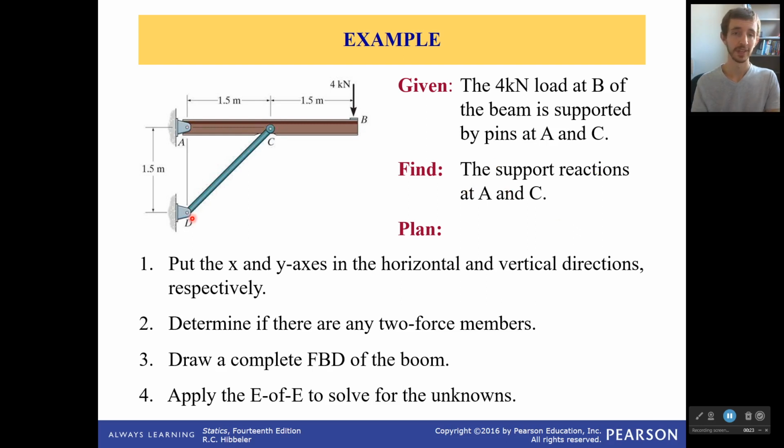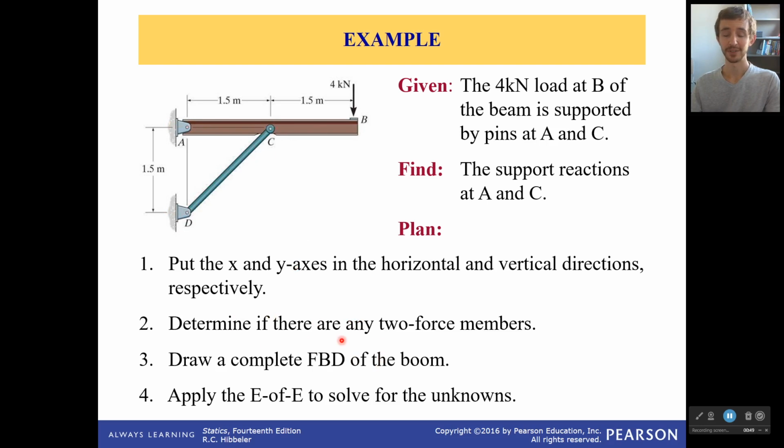Okay, so you notice it doesn't give us a coordinate system, so you're going to need to set your coordinate system, which I would suggest making along this beam, and then, of course, a vertical direction. Second, we need to determine if there are any two-force members. Well, this one right here looks like it's going to be a two-force member because it's only connected at 2 points. This one, three-force. 1, 2, 3.